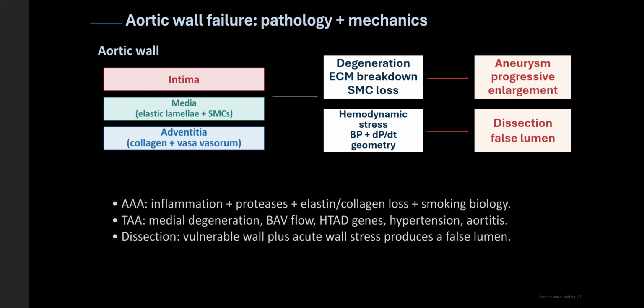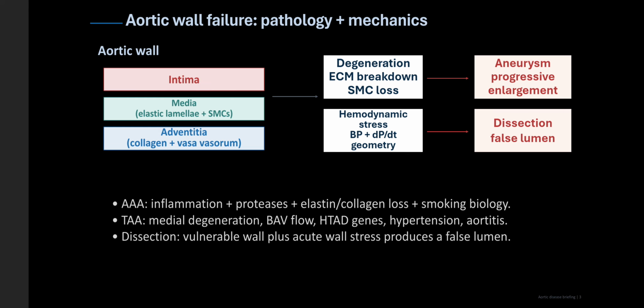Aortic wall failure is dependent on both pathology and mechanics. You have intima, media, and adventitia. There's a breakdown of the extracellular matrix and smooth muscle cell loss. There's hemodynamic stress with blood pressure, dP/dt, and geometry that forms progressive aneurysm or dissections.